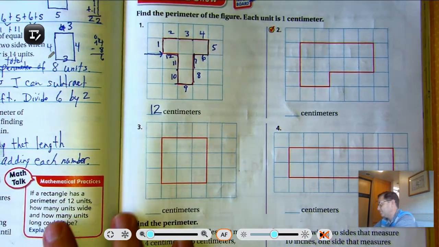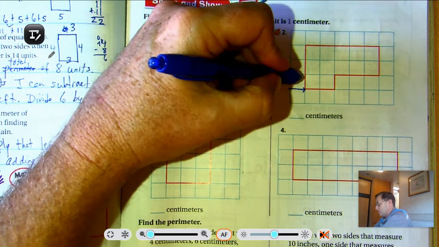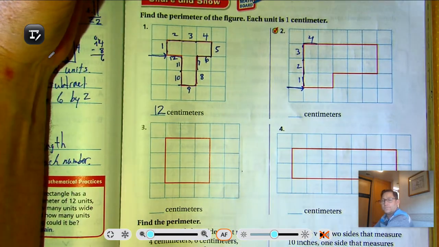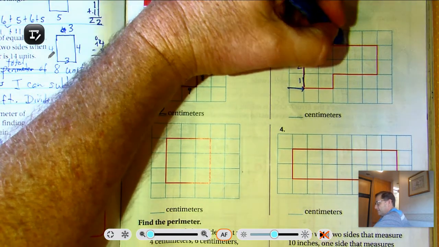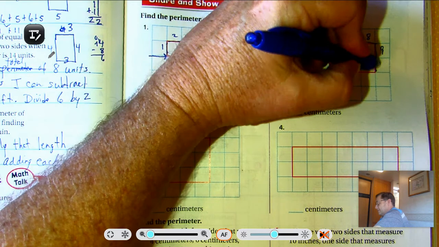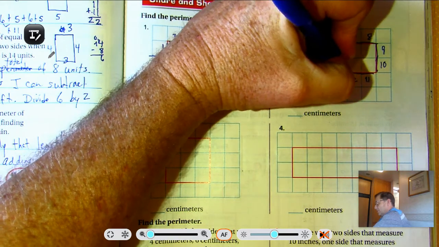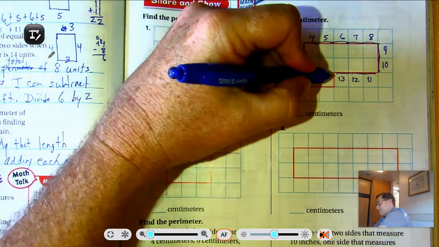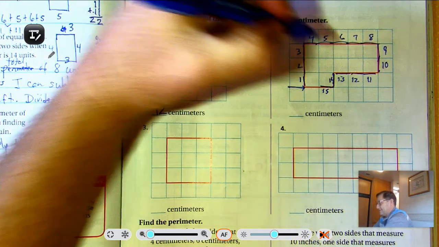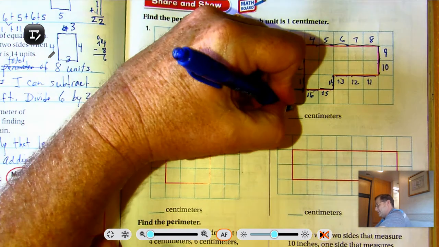All right, how about this one, number 2? Okay, I'm going to start down here on this bottom one. Okay, so I'm going to call this 1, 2, 3, 4, 5, 6, 7, 8, 9, 10, 11, 12, 13, 14, going down, 15, 16. 16 centimeters.